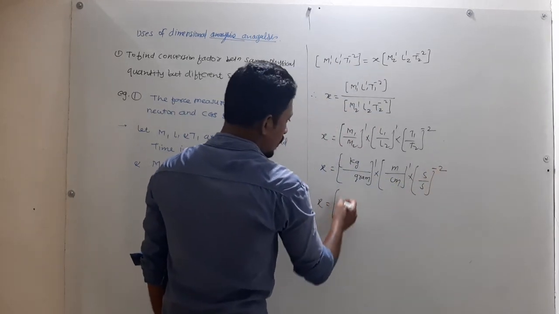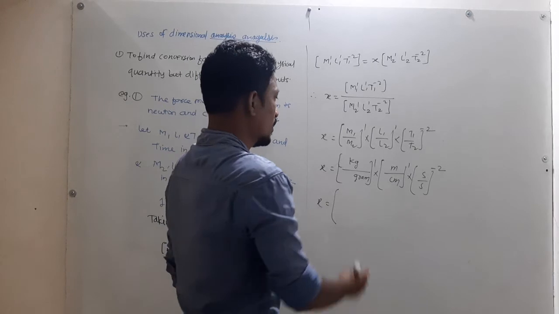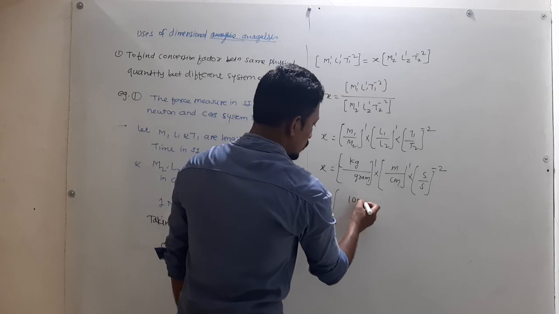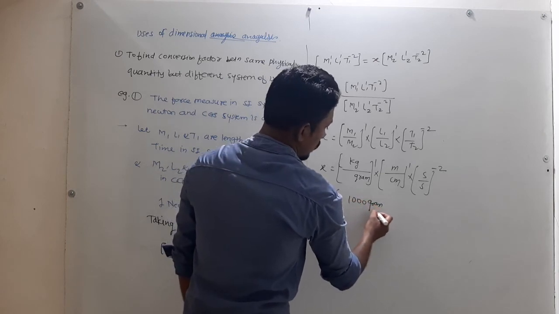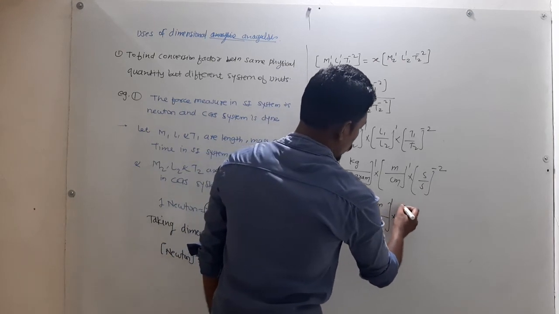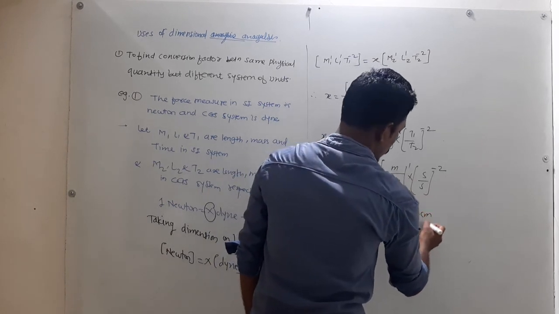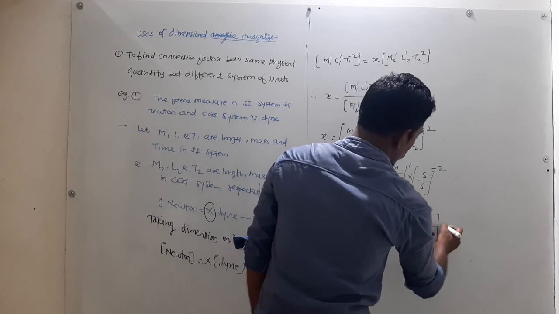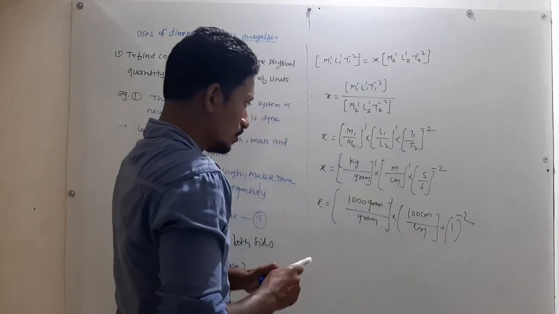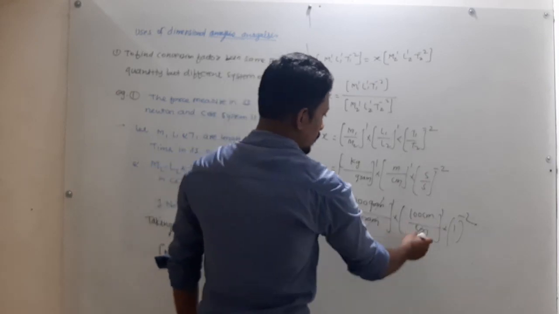X is equal to, then kg is converted to gram. 1 kg is equal to how many gram? That is 1000 gram, divided by gram raised to 1, into what? 1 meter is equal to 100 centimeter, that is 100 centimeter upon centimeter. Second upon second, this is 1 raised to minus 2, right? Student, this power is 1, this is again power 1. This gram gets cancelled, this cm gets cancelled.